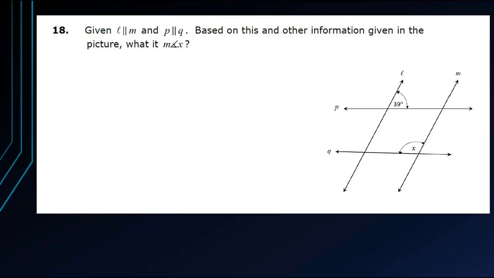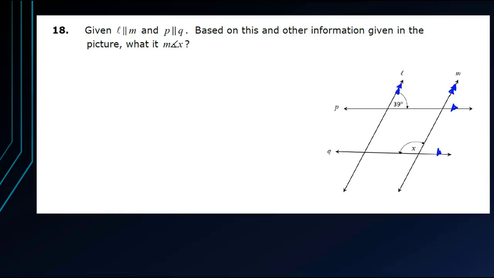L and M are transversals of both of those, and same thing with L and M, with P and Q being transversals to those. You're given that this angle up here is 39 degrees. They want you to figure out what X is here. Now, again, there's different ways of doing this problem, and how I'm going to approach it is not necessarily the same way you would approach it, which is why it's important, when you're asked to show your work, that you show the work that you did to get this.